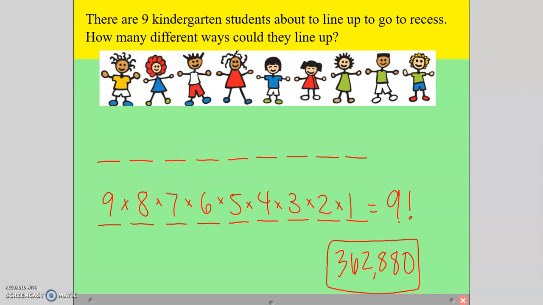So that's it for today, just basically focusing on the fundamental counting principle. And in our next lesson, we're going to learn about some other counting principles. But for now, give that homework a try and let me know if you have any questions.